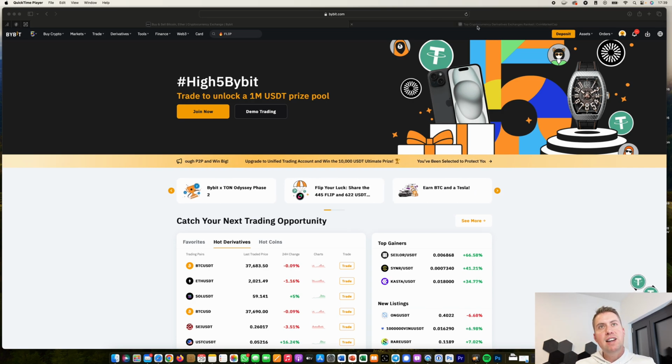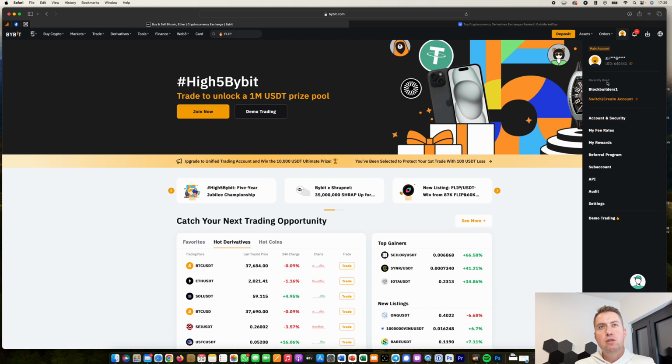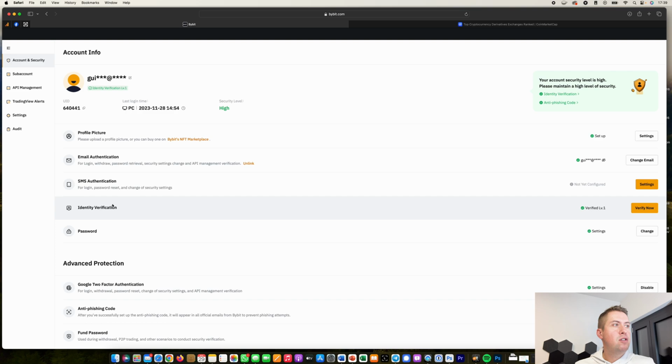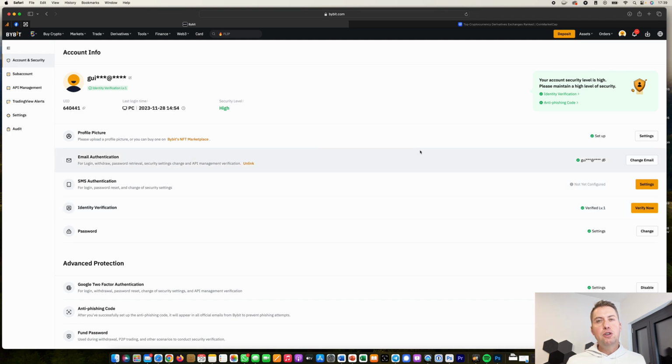Once you have an account, you actually need to verify your identity in order to trade on the exchange. In order to do that, you just click on your account, go to identity verification, and then you need to verify your identity. You need to upload an ID card or a passport, and usually it works automatically within a couple of seconds. However, sometimes you need to wait a couple of hours when they have to check some things manually.